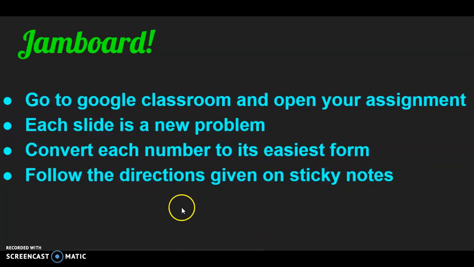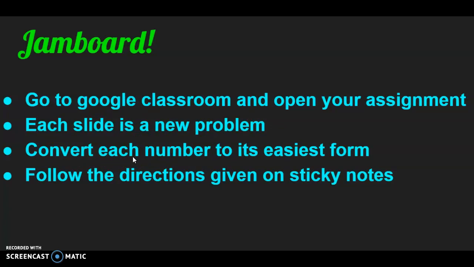And then the last thing I'm going to talk about is the Jamboard that was posted in your Google Classroom. If you go to Google Classroom, you click on the assignment, and when that pops up, you click on View Assignment, and then it opens it up for you. Each student is going to have one created individually for them, so anything that you add or change will automatically save. Each new slide will be a new question or problem. You're going to convert each of those numbers into their easiest form.